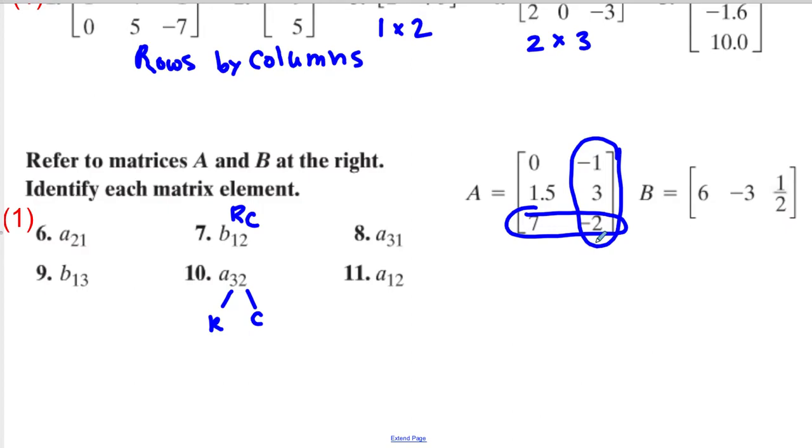Now you don't have to circle it if you don't want, but you can see quite clearly that negative 2 is the one that is row 2, column 2. Sorry, row 3, column 2. If you're looking at 7, B sub 1, 2, B, row 1, column 2, that's negative 3.